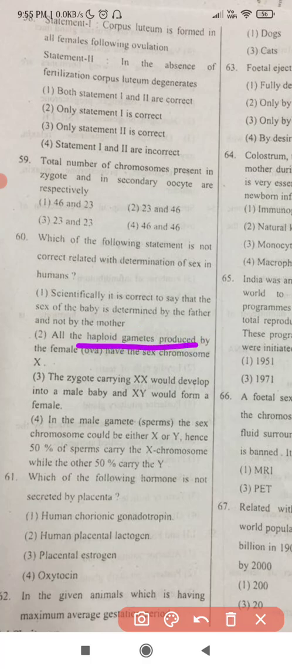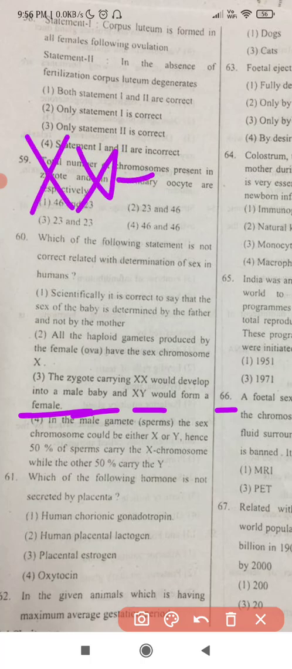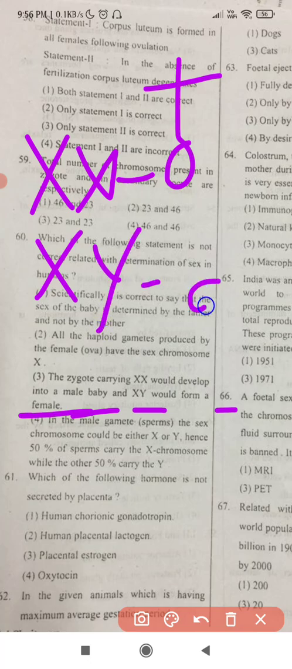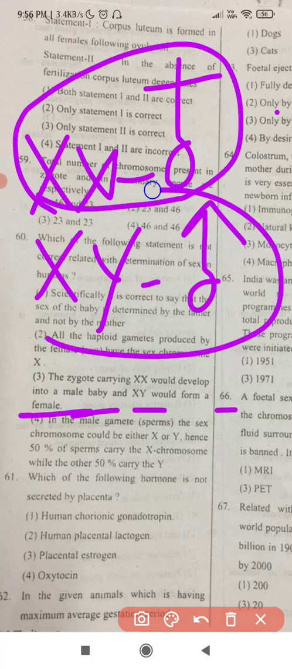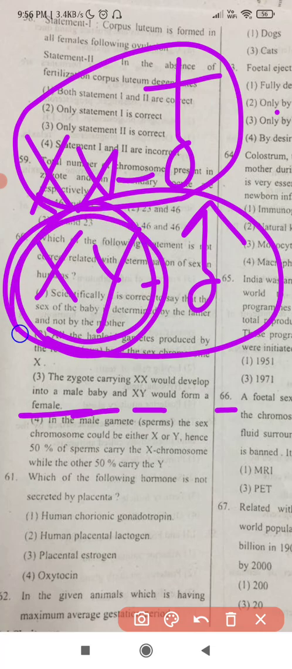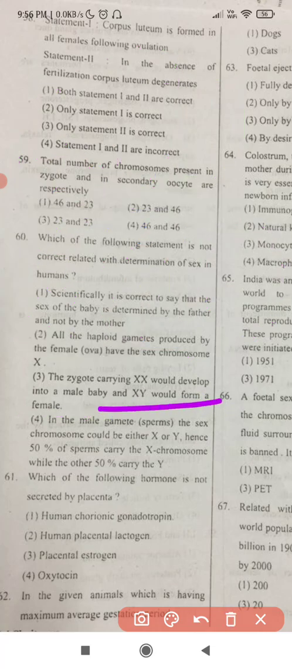All the haploid gametes produced by the female ova have the sex chromosome X. The statement that the zygote carrying XX would develop into a male baby and XY into a female is wrong. See, XX develops into a female baby and XY develops into a male baby. These symbols just denote female and male. This is called male heterogamety. We'll study it in genetics, so this is important. So this is the wrong one.